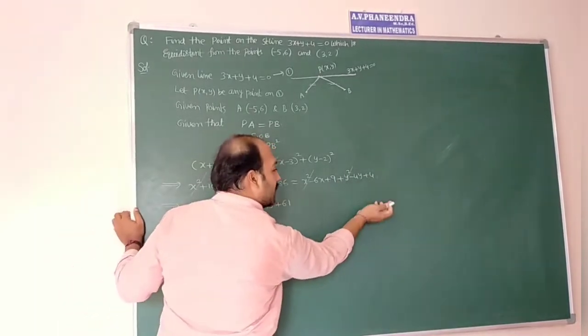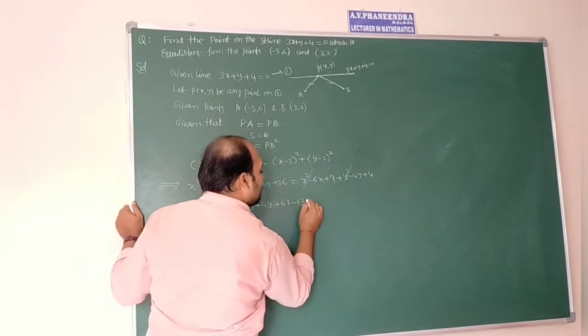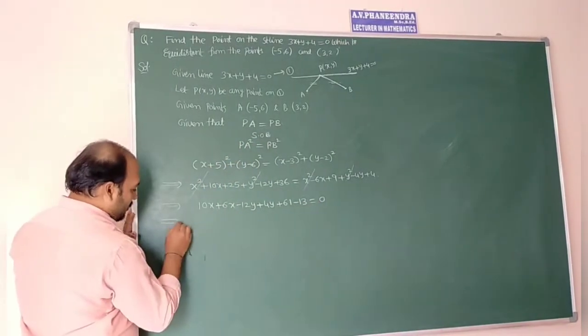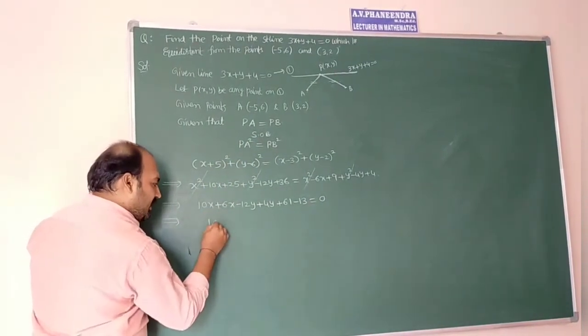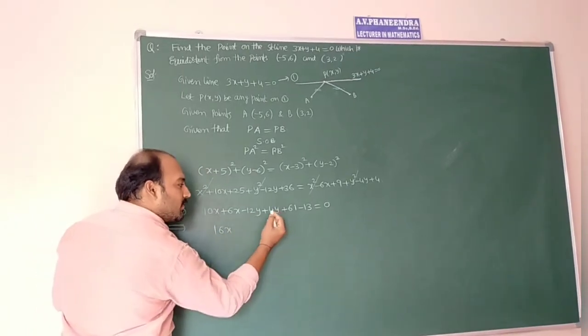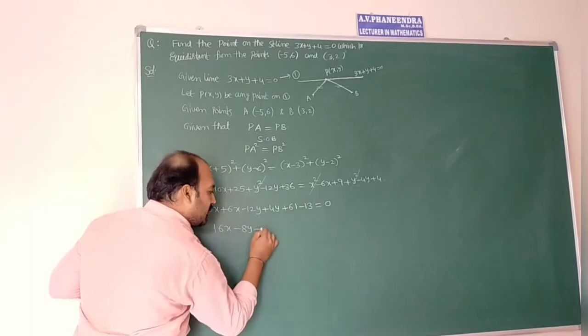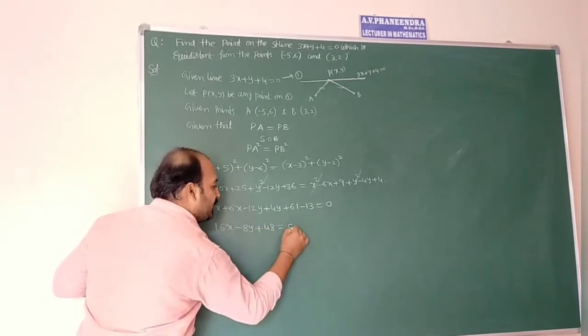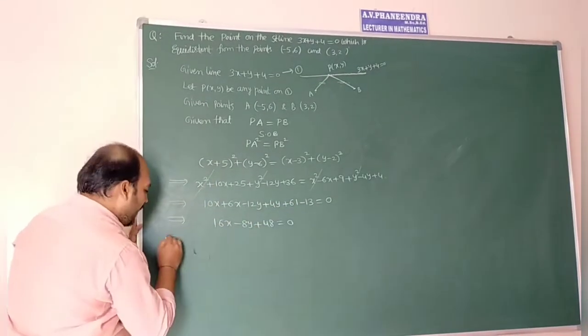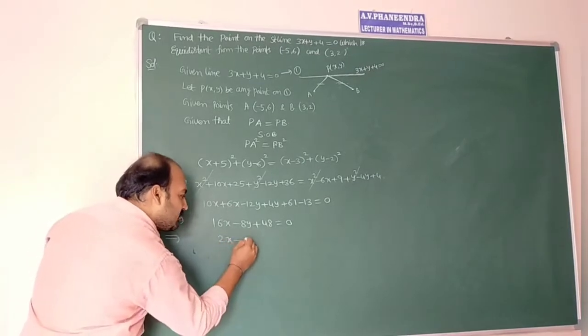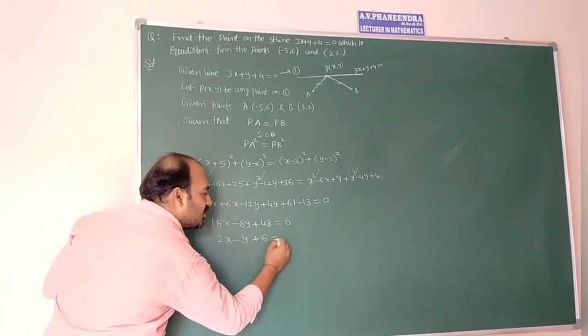Here 9 plus 4 is 13, we can take this side minus 13 equal to 0. 10x plus 6x is 16x, minus 12y plus 4y is minus 8y, 61 minus 13 plus 48 equal to 0. All are multiples of 8. Dividing by 8, it becomes 2x minus y plus 6 equal to 0.